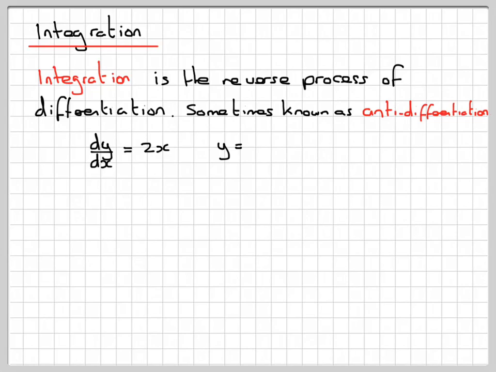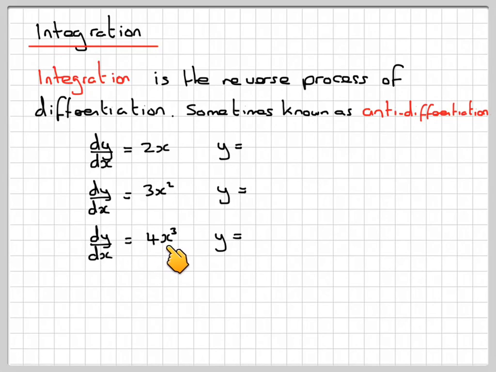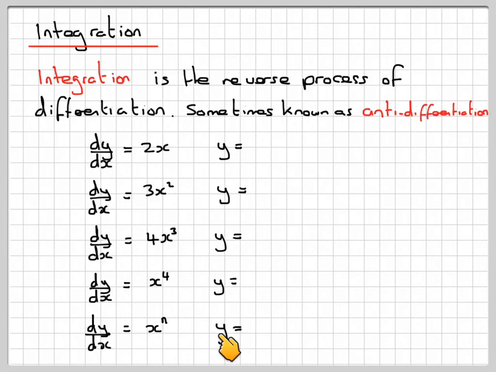We've got dy by dx, so the gradient function is equal to 2x. What would y be equal to? If dy by dx is equal to 3x squared, what would y be equal to? If dy by dx is equal to 4x cubed, what would y be equal to? If dy by dx is equal to x to the fourth, what would y be equal to? And if dy by dx is equal to x to the n, what would y be equal to?